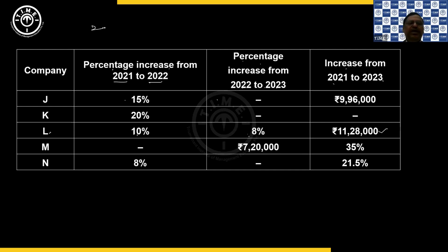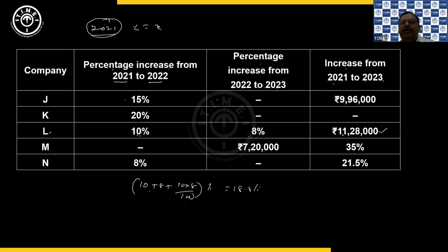Suppose 2021 for L is X, 21 to 22 is 10%, then 8%. If there are 2 successive growths of 10 and 8, the growth is going to be 10 plus 8 plus 10 into 8 by 100. I'm sure you all know the A plus B plus AB by 100 successive growth formula. It is going to be 18.8%. So 18.8% over 2021 is the growth, which is equal to 11,28,000.